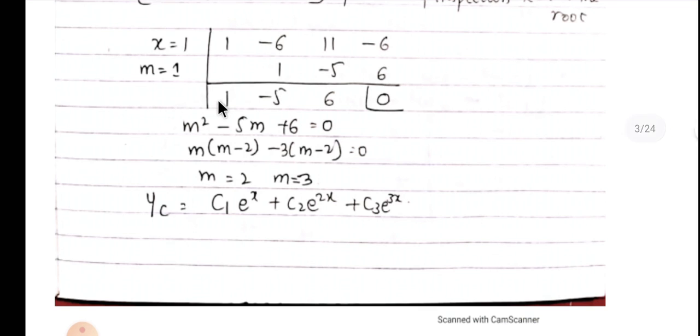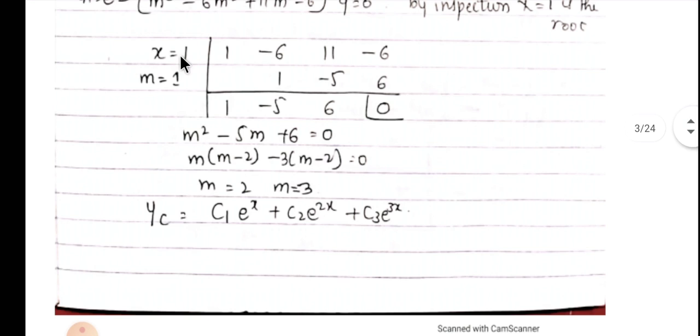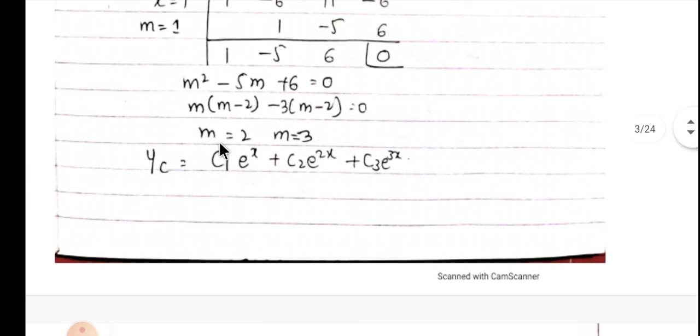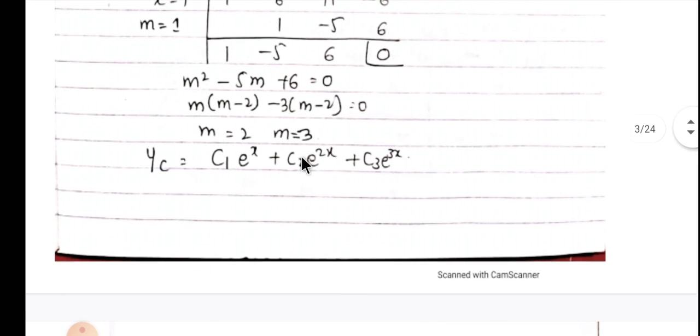So here we get m square minus 5m plus 6 is equal to 0. Now I can factorize it, and by factorization I will get the roots as m is equal to 2 and m is equal to 3. Here one root is there by inspection, and here 2 roots. Totally for a cubic equation 3 roots. So here 1, 2, 3. The roots are real and distinct.